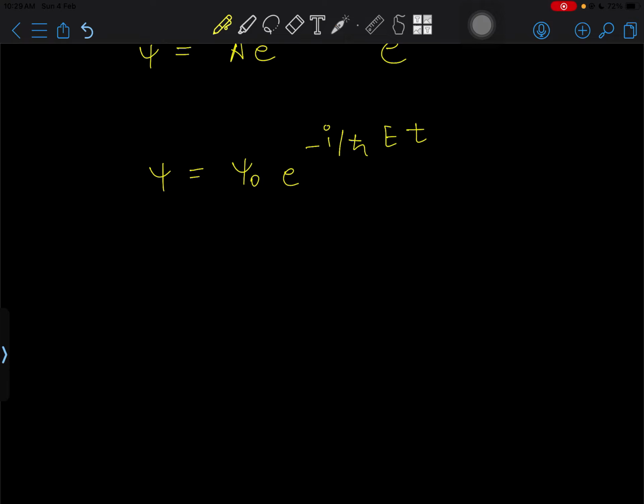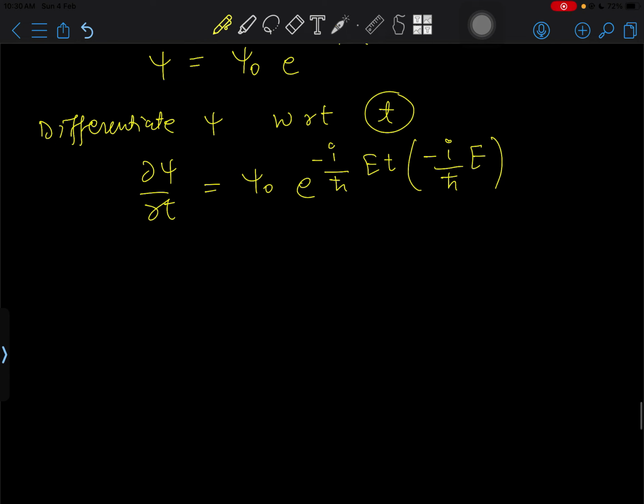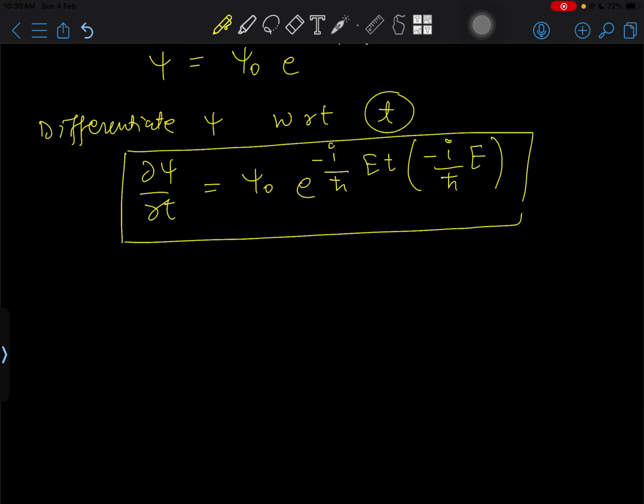Now differentiate psi with respect to time t. So del psi over del t is equal to psi naught as it is, e to the power minus i upon h cut Et, again into minus i upon h cut into E. Okay, so this is the relation when we differentiate psi with respect to time t.